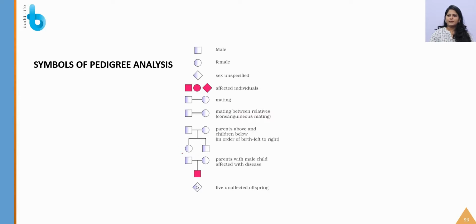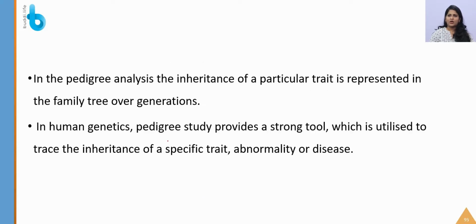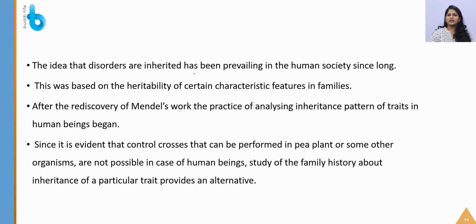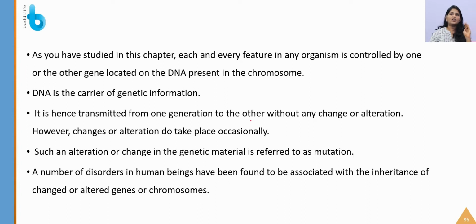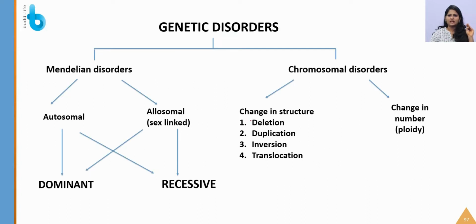Here the parents are having offspring and they are unaffected. Here the parents are having an affected offspring, and the number 5 gives 5 unaffected offspring. The idea that disorders are inherited has been prevailing in human society since long. So what is helping in this? Pedigree analysis. In pedigree analysis, the inheritance of a particular trait is represented in a family tree over generations. In human genetics, this is used as a strong tool to study the abnormality or disease present in an individual.